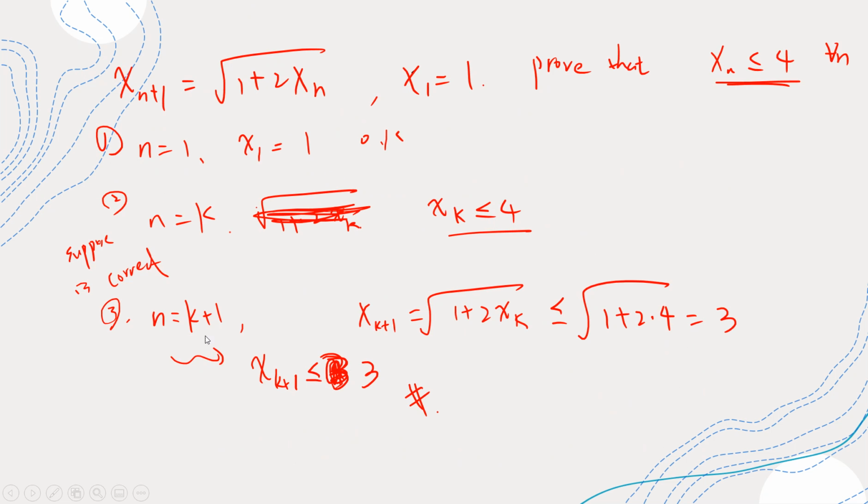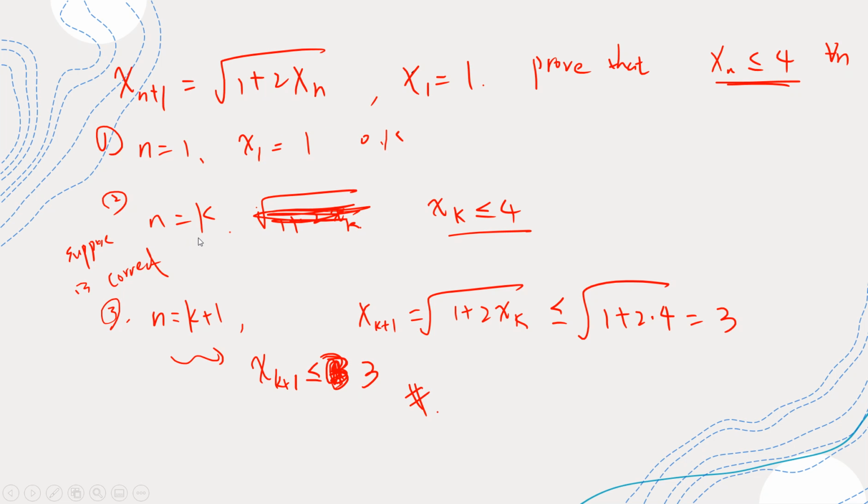Let's say another exercise says that x(n plus 1) equals the square root of 1 plus 2 x(n). This is a rule. And I tell you that x1 is 1. I hope you prove that x(n) is less than or equal to 4. Okay, so the first one is that when n equals 1 it is obviously correct, right? This is 1 plus 2, so it's the square root of 3, so it's 1.732. So yes, the base case is okay.